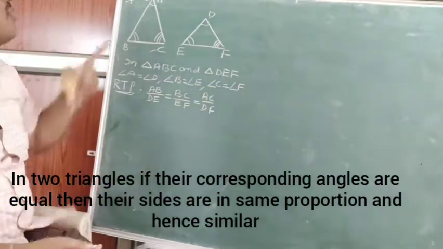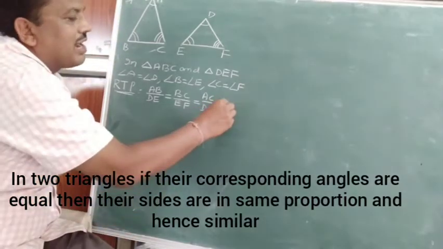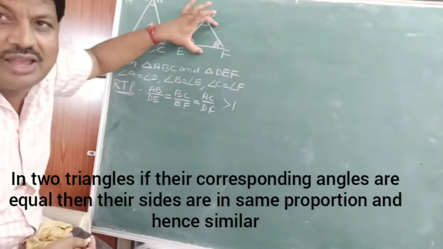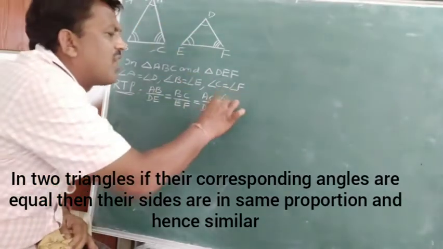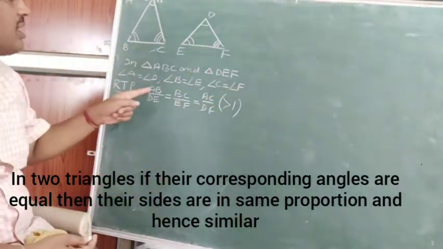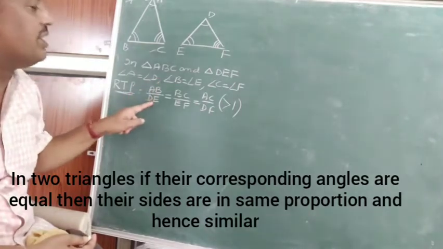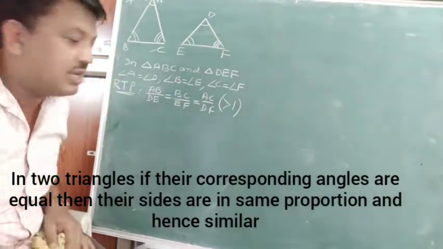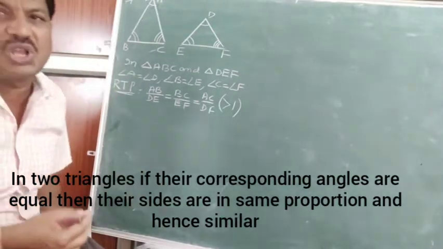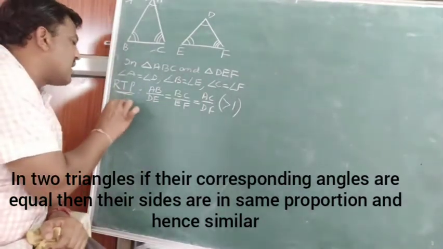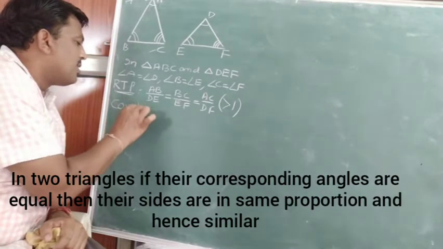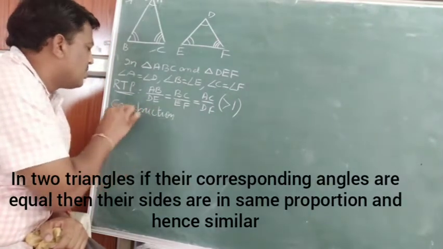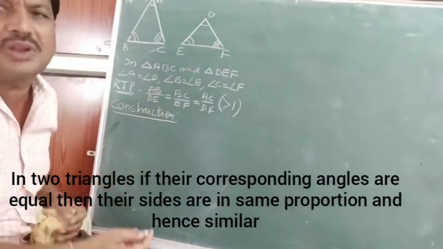Okay children, where this is a big triangle, so I am writing greater than 1. Means this is a bigger triangle by smaller triangle. Just I am writing for the sake of formality to understand that here AB side is bigger than DE, BC bigger than EF, AC bigger than DF children. So for that some construction is required. What is the construction? Let's see. Construction. So what is the construction part here children?